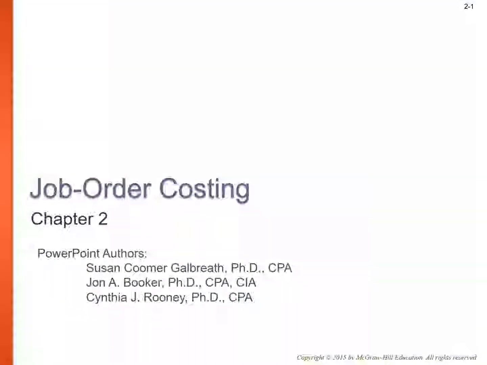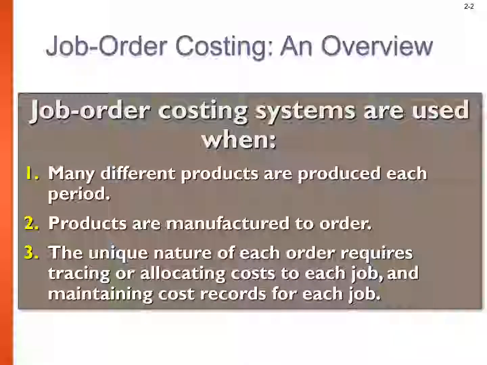In Chapter 2, we will be looking at a way to cost a product called job order costing. Job order costing systems are used when you produce many different products each period, or when products are manufactured to order. The unique nature of each order requires tracing or allocating costs to each job and maintaining cost records for each job.